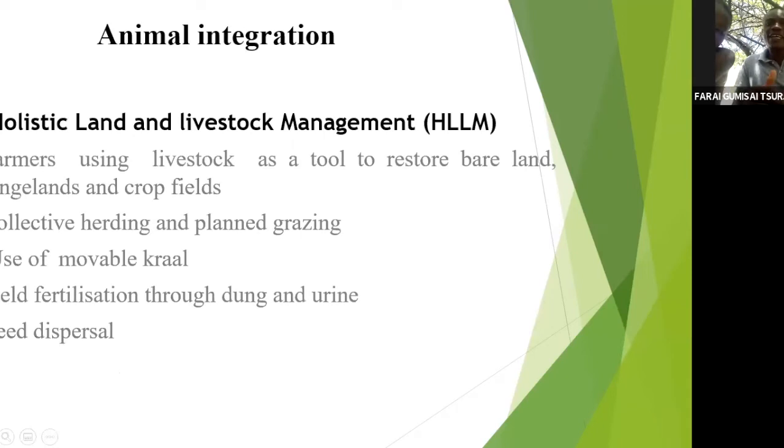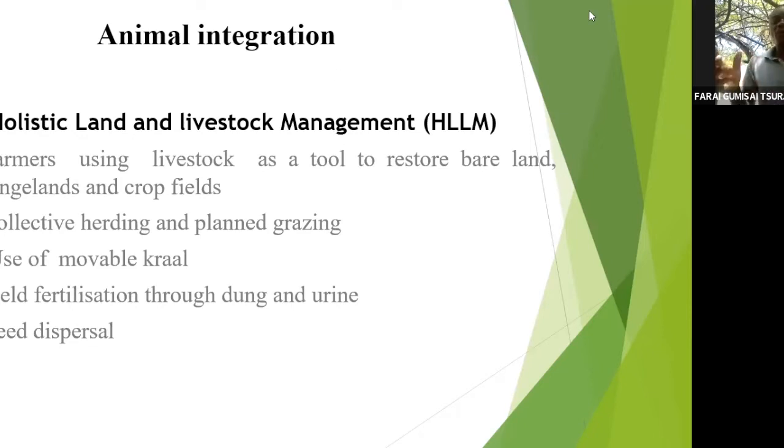Next slide. Then we are also one of the principles we are really doing here in Shimaniman is animal integration. We have a project here we are implementing, which is a holistic land and livestock management project, where this concept is helping us use farmers to restore the balance, the rangelands, and the crop fields. How are we going about it?